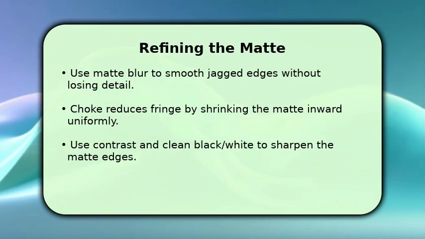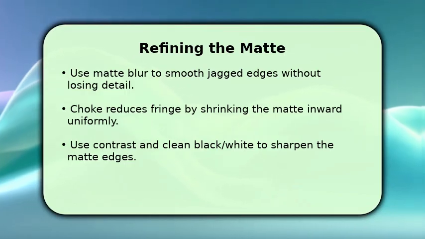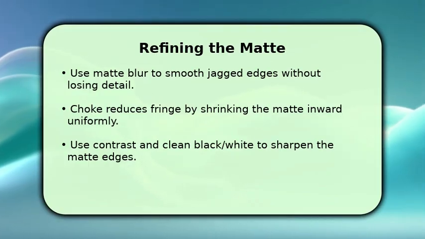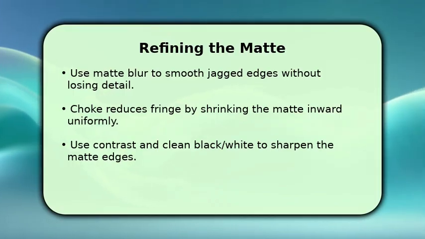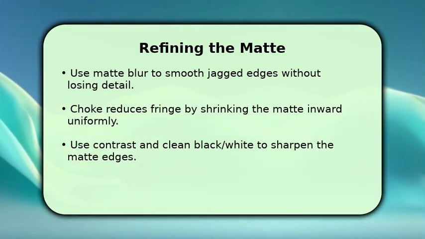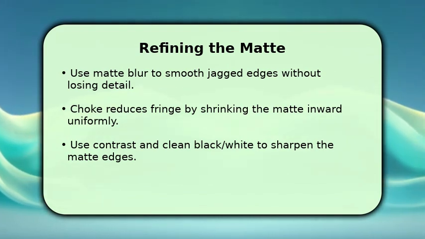Refining the matte turns a rough key into a professional composite, so take your time on these steps. Apply matte blur sparingly to smooth edges, but preserve fine details like hair or motion blur. Use choke to remove fringe by pulling the matte in slightly, and then tweak clean black and clean white to remove speckles and seal transparency. Regularly view the alpha channel to confirm improvements and avoid overprocessing the image.